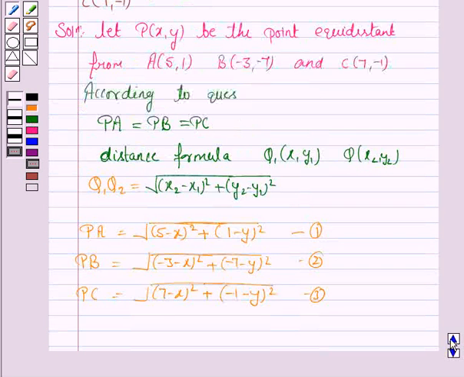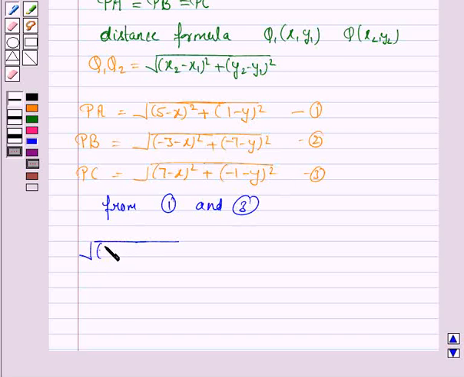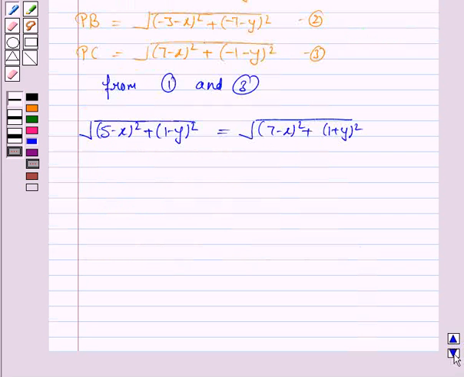Now, from the question we have PA is equal to PB is equal to PC. So from 1 and 3, we have PA is equal to PC, that means under the root (5 minus x) whole square plus (1 minus y) whole square is equal to under the root (7 minus x) whole square plus (-1 minus y) whole square, which can be written as (1 plus y) whole square, because if we take minus 1 common, and since here we have square, minus 1 square becomes plus 1. Now squaring both sides, we have (5 minus x) whole square plus (1 minus y) whole square is equal to (7 minus x) whole square plus (1 plus y) whole square.